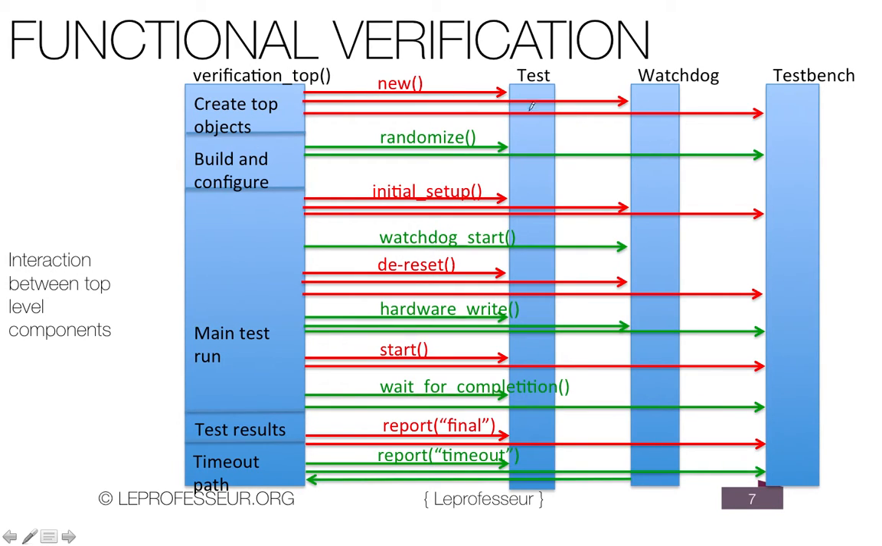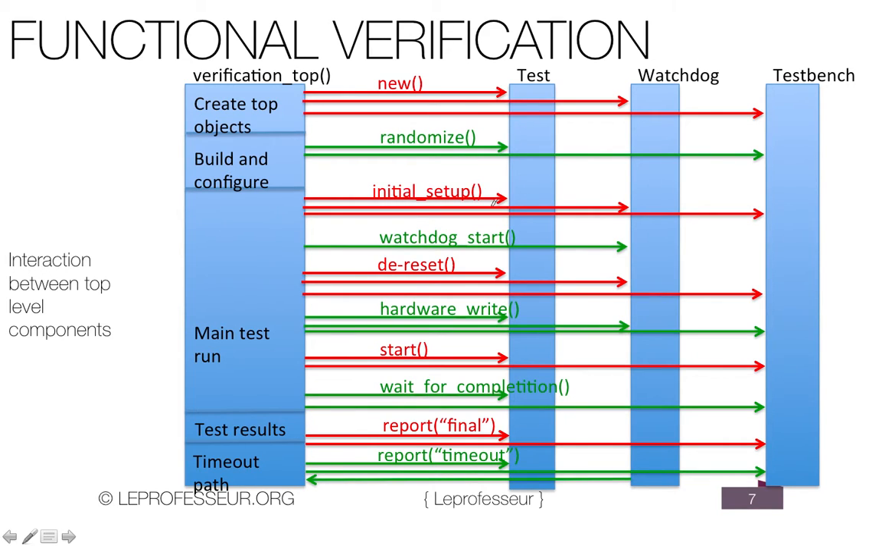Okay, that objects interact with your test, watchdog and test bench components, and build and configure. Here you are basically doing the randomization, right? So let's say your stimulus generator needs 16 bits of data. You can randomize the data, 16-bit, whether it will be 101 or 0101. You can randomize the sequence.